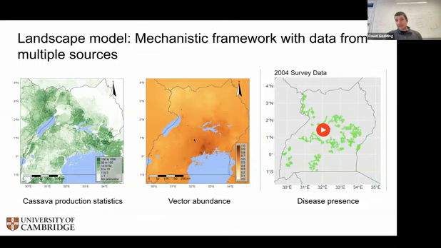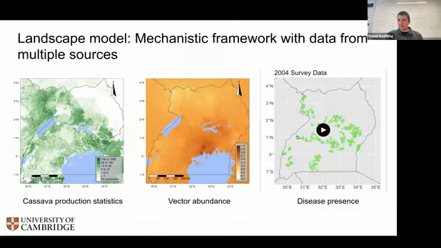We then have data on the abundance of the whitefly vector that's fed in as well, and that comes from the survey data. So they weren't just looking for where disease was and weren't just recording where disease was, but they were also counting the abundance of the disease vector, the little fly. And so those are the 2 data-driven layers in the model. And then the third piece that we have is that digitized surveillance data.